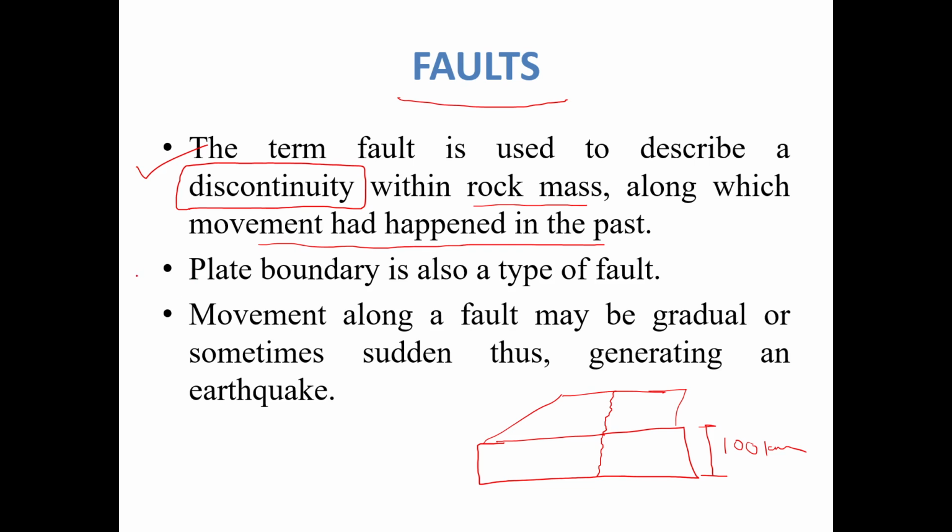In the last video lecture we saw what a plate and plate boundaries are. Those plate boundaries can also be considered as a fault. So here it is very important that you understand the meaning of fault: it is nothing but the discontinuity within a rock mass. And the third point is movement along a fault may be gradual or sometimes sudden, thus generating an earthquake. So movement of this and movement of this may be sudden or gradual. We will see how they move, and because of that there is an earthquake.